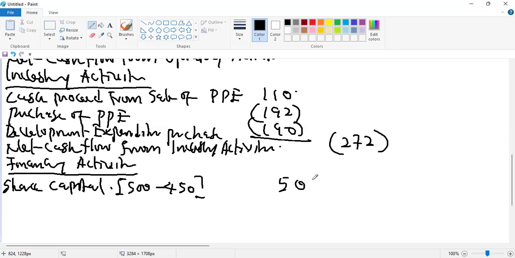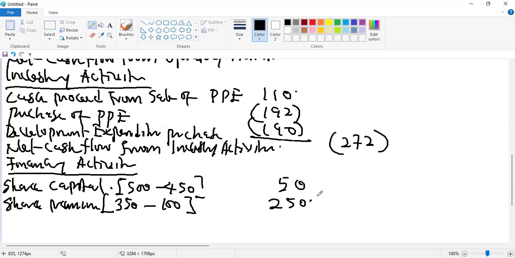Did they issue it at a premium? Yes. Share premium. Share premium at the beginning, 100. At the end is 350. 350 minus 100, that is 250.